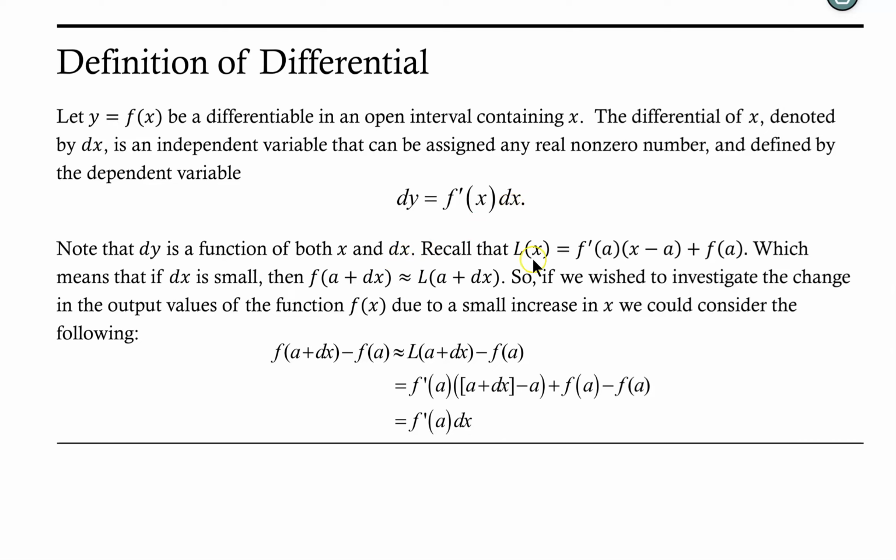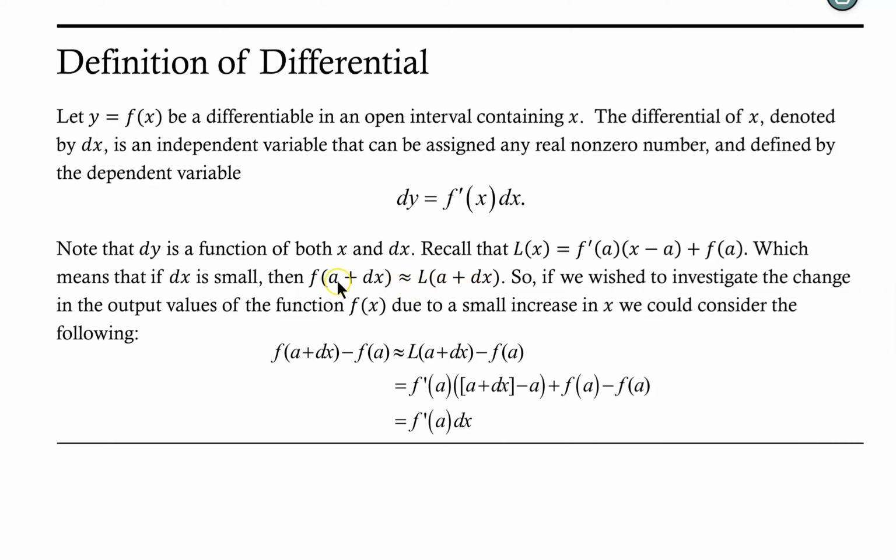Now recall that the linearization of a function is equal to f prime of a times the quantity x minus a plus f of a. And this is the linearization where L of x is anchored or built at x equals a. Which means that if dx is small, then f of a plus dx equals L of a plus dx.